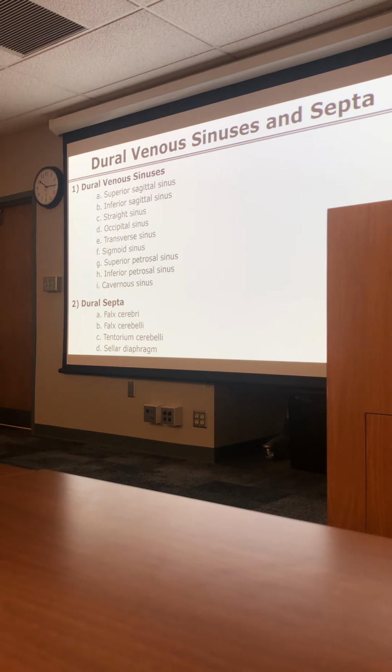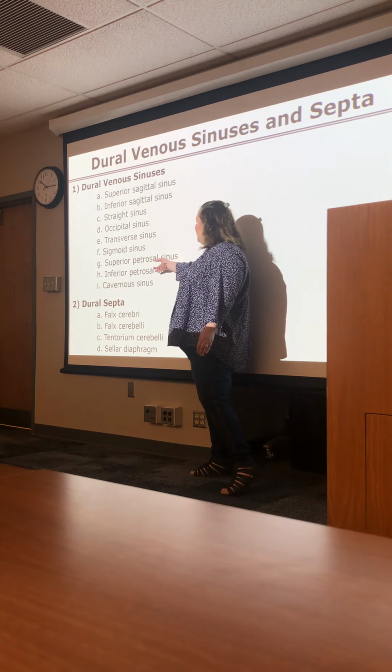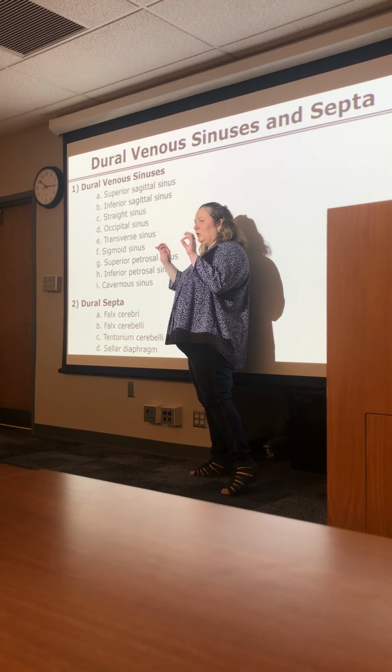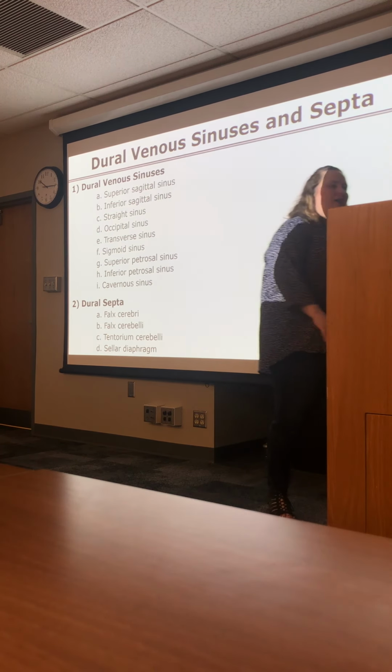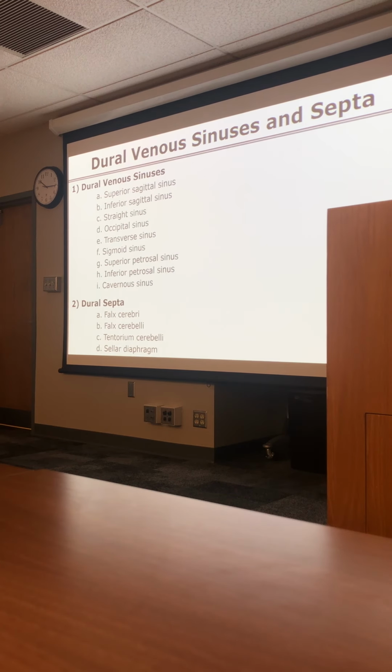A few others to mention: the superior petrosal sinus and the inferior petrosal sinuses. If you see petrosal, that's talking about the petrous portion of the temporal bone, that real hard portion of the temporal bone. That's where they're located. And then the cavernous sinus. Let's talk about the cavernous sinus first.